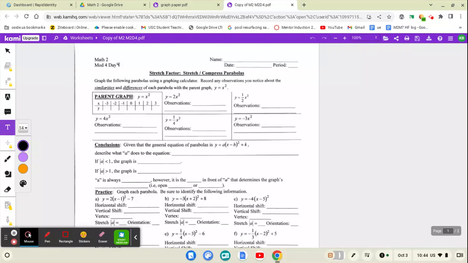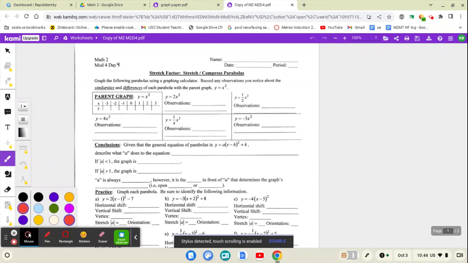All right, we're doing Mod 2 Day 4. This says, for some strange reason, Mod 4. Change it to a 2. And we're going to do a whole lot of graphs.